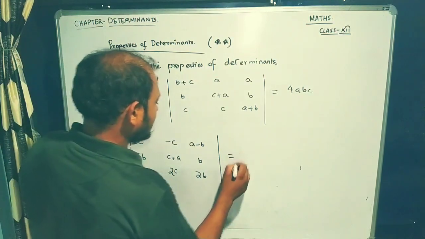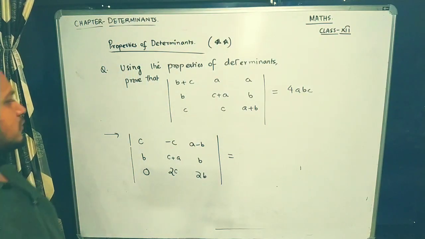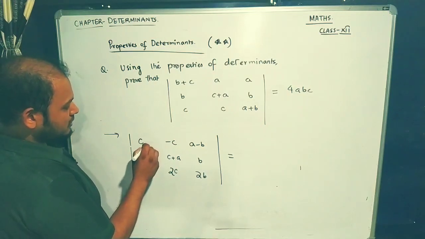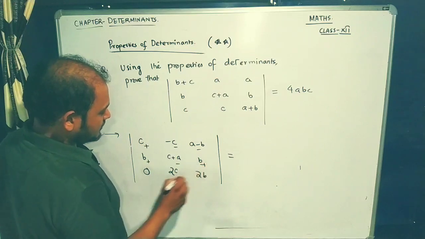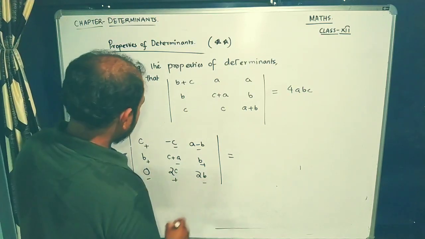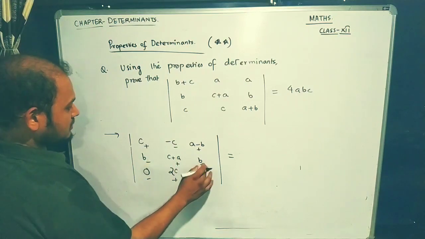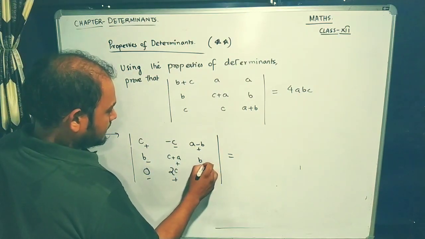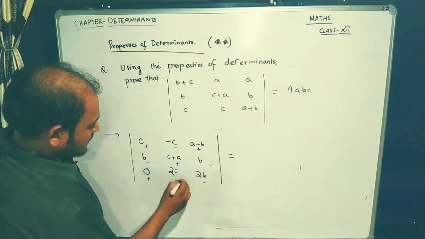So if we remember the formula for finding determinants of a matrix of order 3, then we remember that the sign convention is plus, minus, plus, minus, plus, minus, plus, minus, plus.